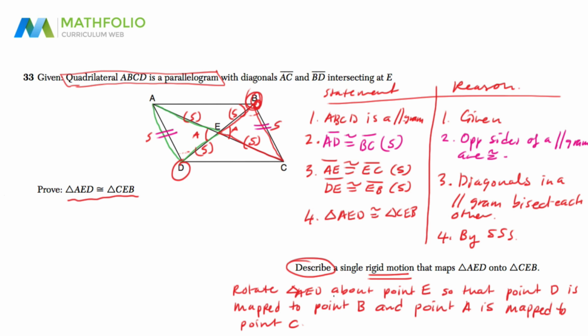And as you can see, for D to get there, it would actually need to be a rotation 180 degrees. So we should really have said rotate triangle AED about point E 180 degrees. And we could say clockwise or counterclockwise. Because it's 180 degrees, it really doesn't matter which way you go. And then it says, so that point D is mapped onto point B, and point A is mapped onto point C. So that's the single rigid motion.